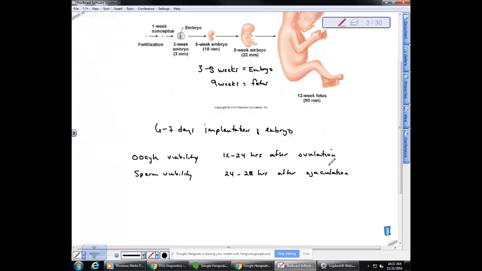Okay. So in order for fertilization to take place, sexual intercourse, which is sometimes referred to as coitus, must occur no more than 2 days before ovulation or 24 hours after.